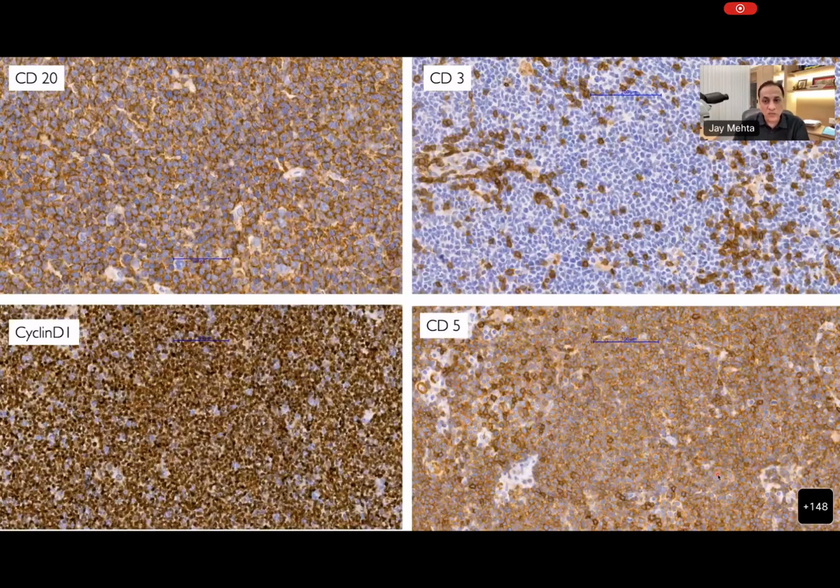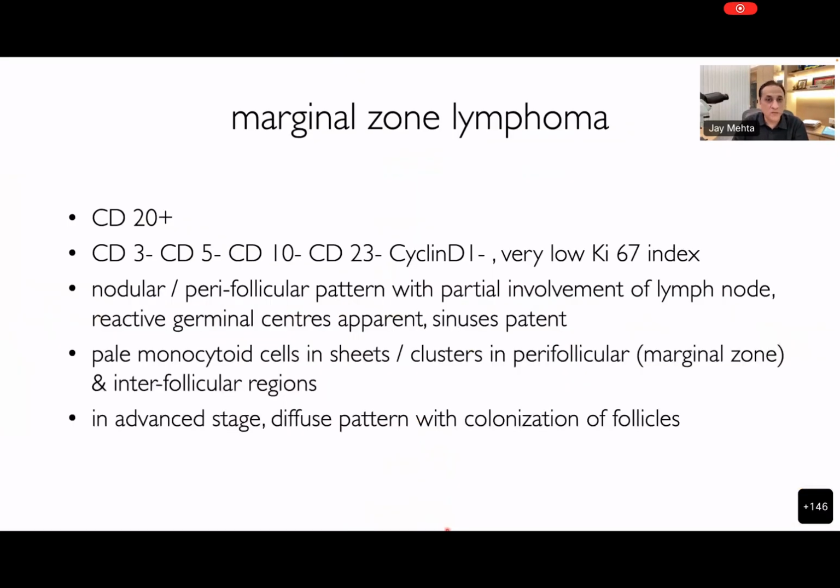CD20 is positive. CD5 is positive. We need to compare that with CD3, and you can see these normal T cells have bright expression, with the corresponding same bright expression in CD5 as well. The lesional cells are CD5 dim expressing, and that's the nuclear expression for cyclin D1. So that's going to help you call it a mantle cell lymphoma.